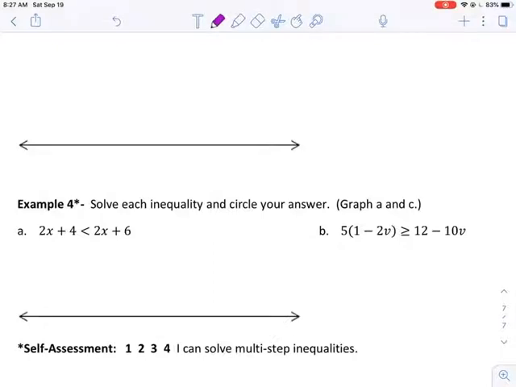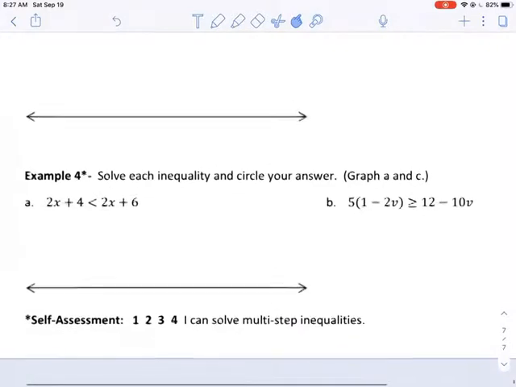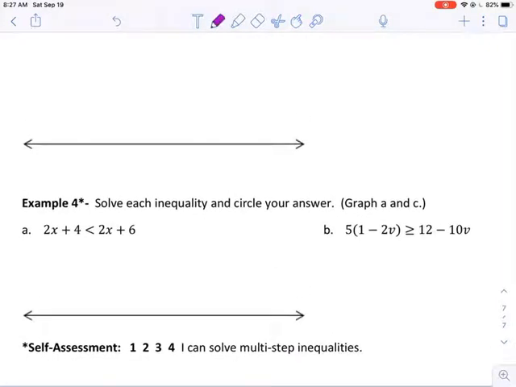Okay, we have already learned in a previous video how to solve multi-step inequalities, and basically it's the same way as equations, except when you multiply or divide by a negative, you change the direction of the sign. Today we're going to do a couple that are a little interesting. I'm a little excited about this.